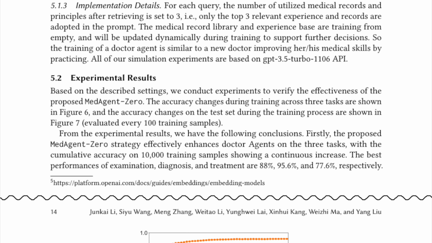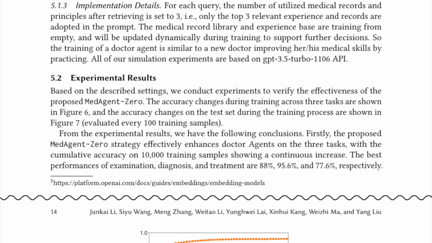5.2. Experimental results. Based on the described settings, we conduct experiments to verify the effectiveness of the proposed MedAgent-Zero. The accuracy changes during training across 3 tasks are shown in Figure 6, and the accuracy changes on the test set during the training process are shown in Figure 7, evaluated every 100 training samples. From the experimental results, we have the following conclusions.